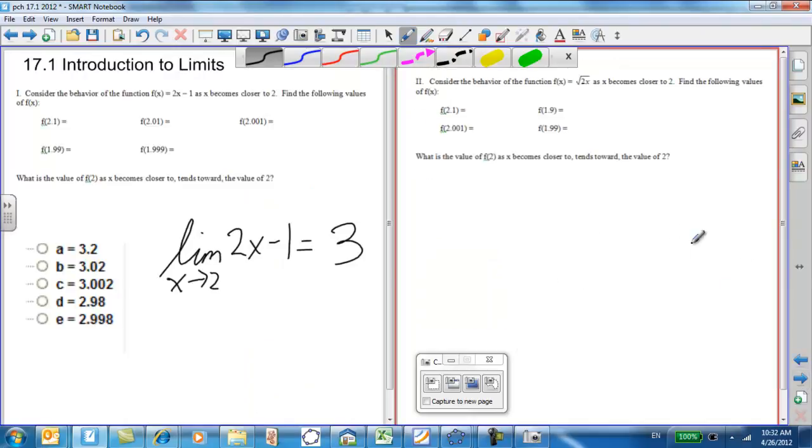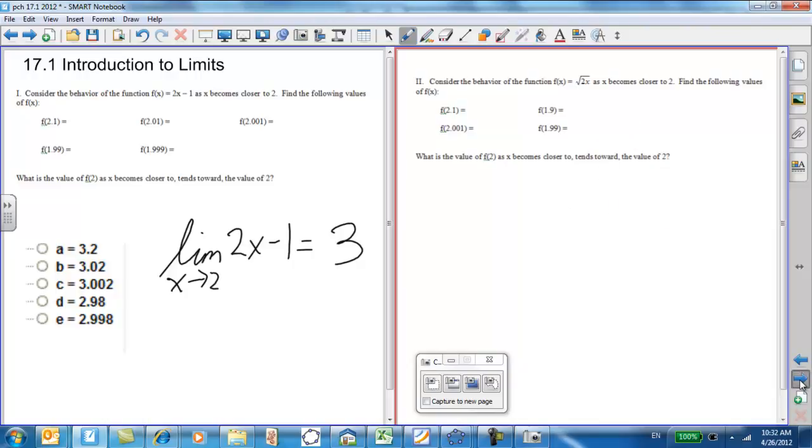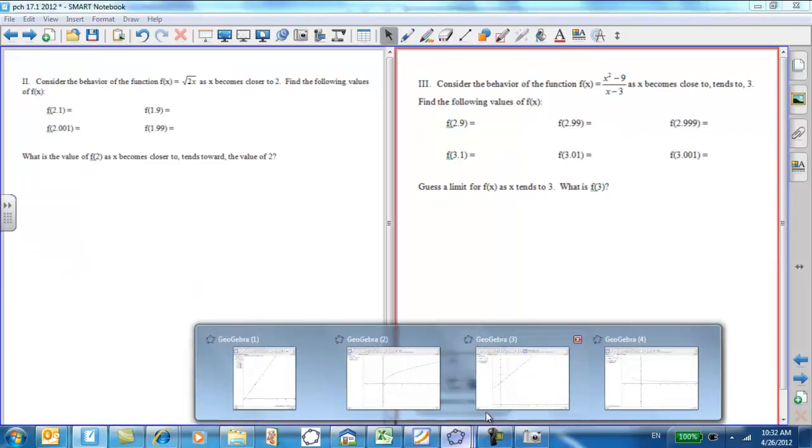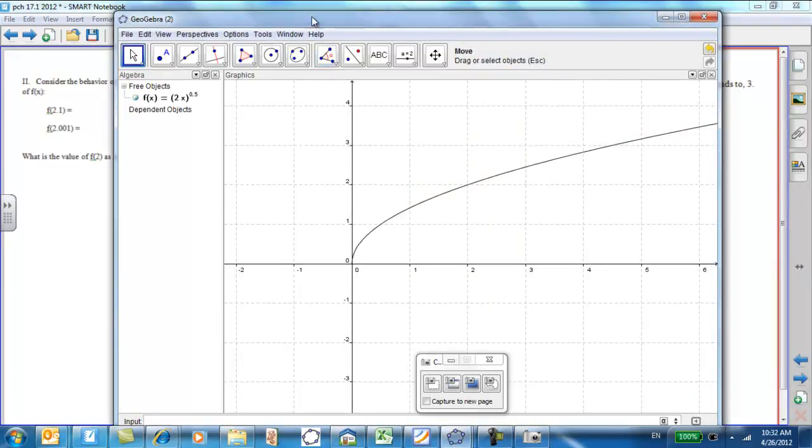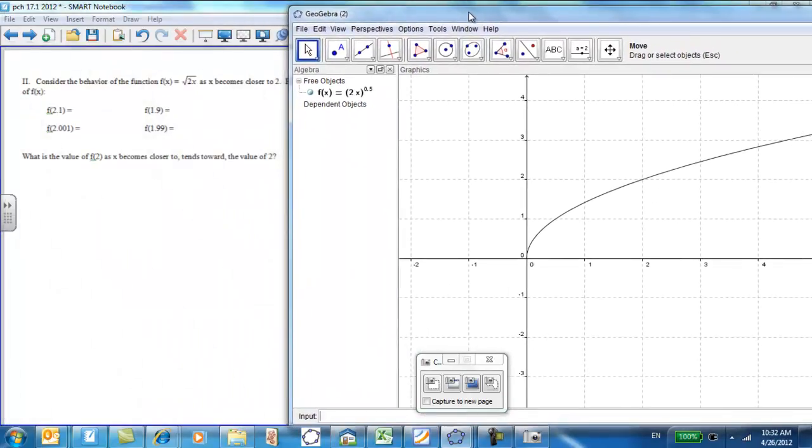Okay, let's try another question. Now here's a new function. Consider the function f(x) = the square root of 2x, and let's put these values in. Okay, I got that right here. There's the graph. And let's try a bunch of those values. So, f(2.1), 2.05, f(2.01). Oh, again, I gotta change my options. Rounding to 15 decimal places. There you go.